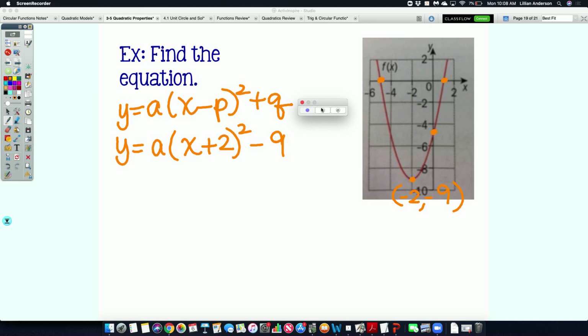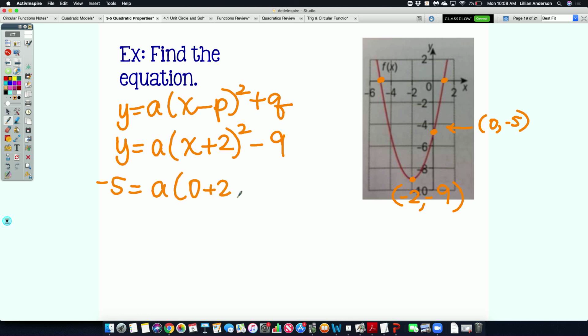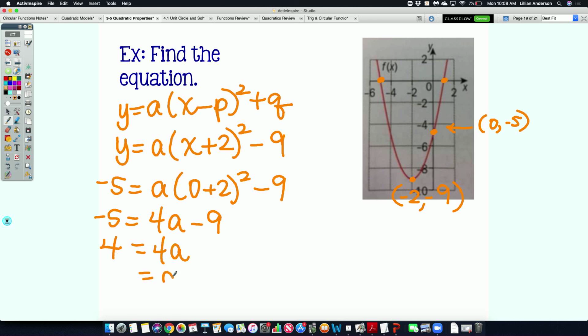Now I can use any one of these other 3 points. I can use one of my x-intercepts, or I can use my y-intercept here, which is at 0, -5, to plug in for x and y. So I'm going to use -5 for y and 0 for x, and then I'm going to solve for a. 0 plus 2 is 2. Squared is 4. So I have 4a minus 9. I'm going to add 9 to both sides to get a positive 4. Then divide both sides by 4, and a is equal to 1. So in vertex form, my equation is y equals 1(x plus 2) squared minus 9.